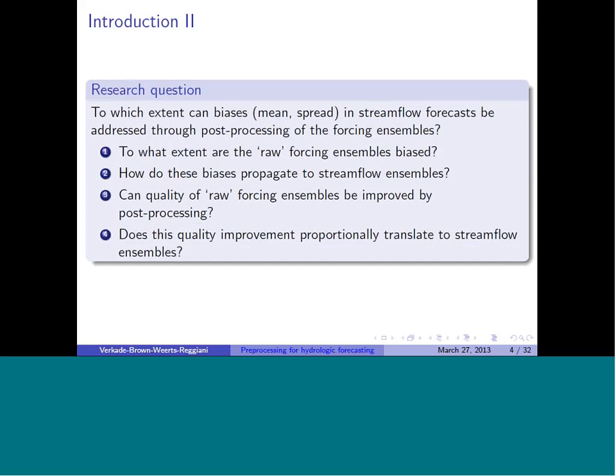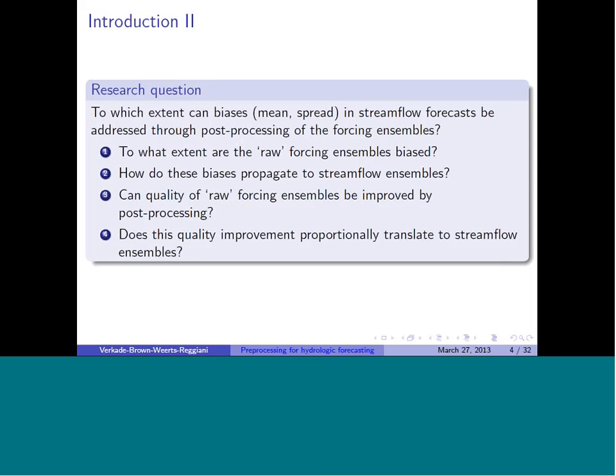What we're looking into specifically is if you do apply statistical post-processing to, say, your precipitation and temperature forecasts, you're hoping that that's going to improve the quality of your streamflow forecast also. And the question is, is that indeed the case? And how does the quality improvement in forcing ensembles propagate to the streamflow ensembles? So the research question that we posed for this research is, to what extent can the biases in streamflow forecasts be addressed through post-processing of the forcing ensembles? So again, through pre-processing, if you like.